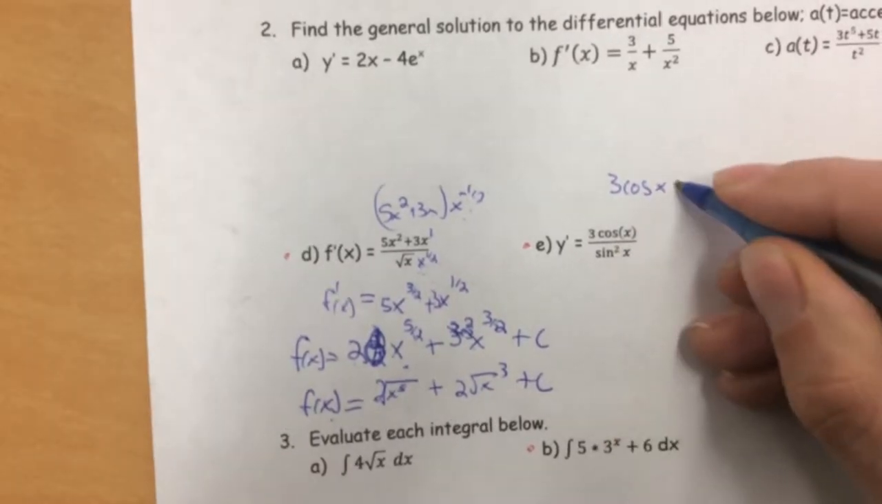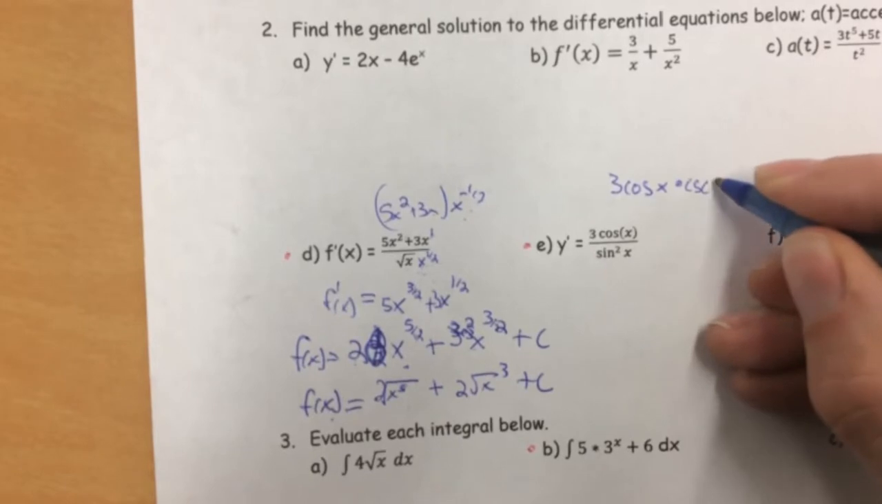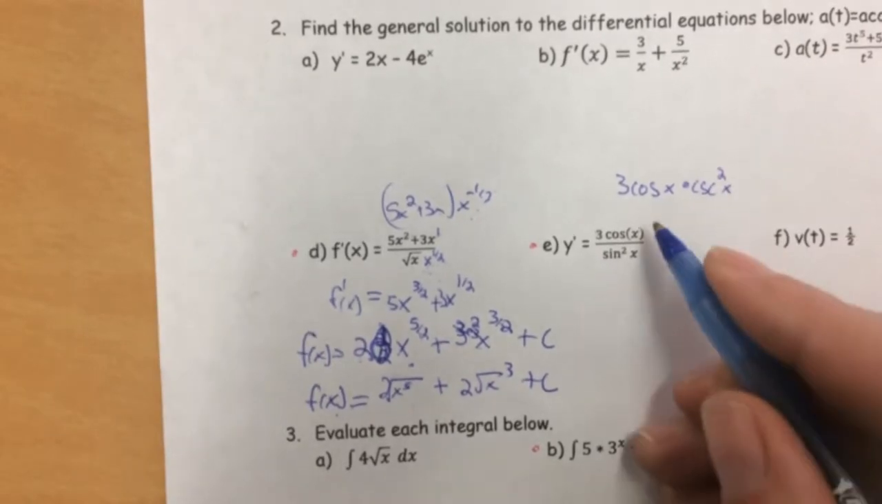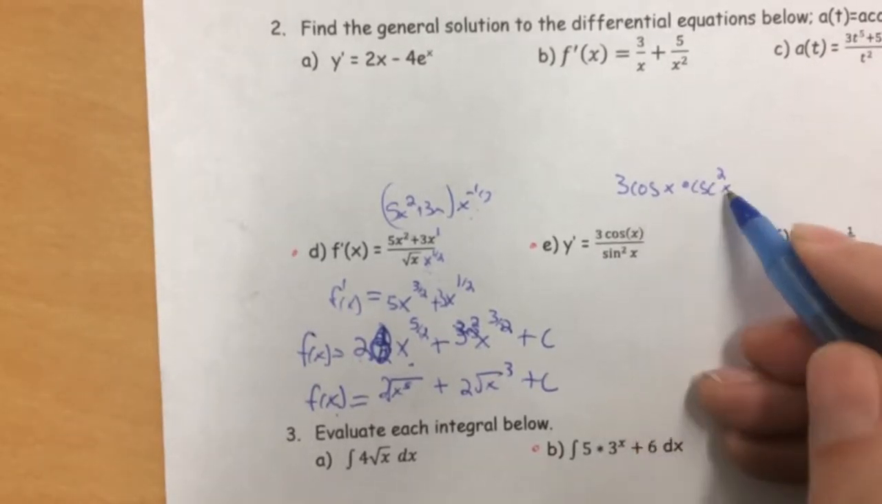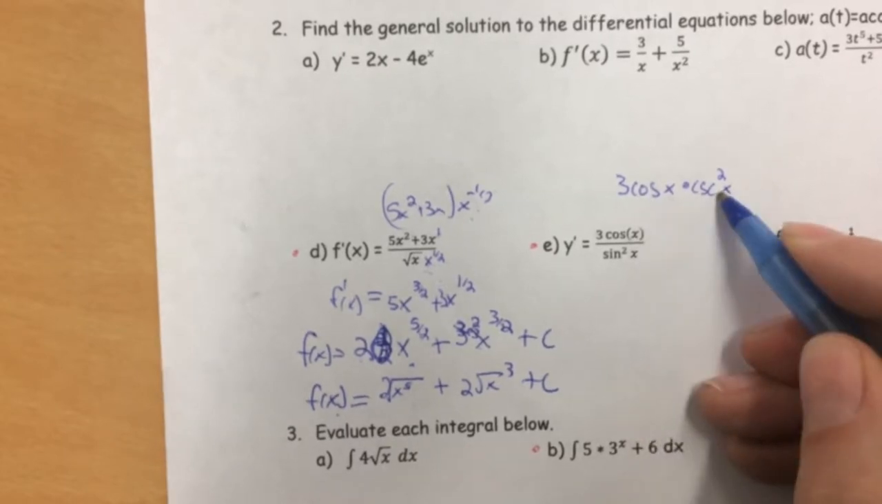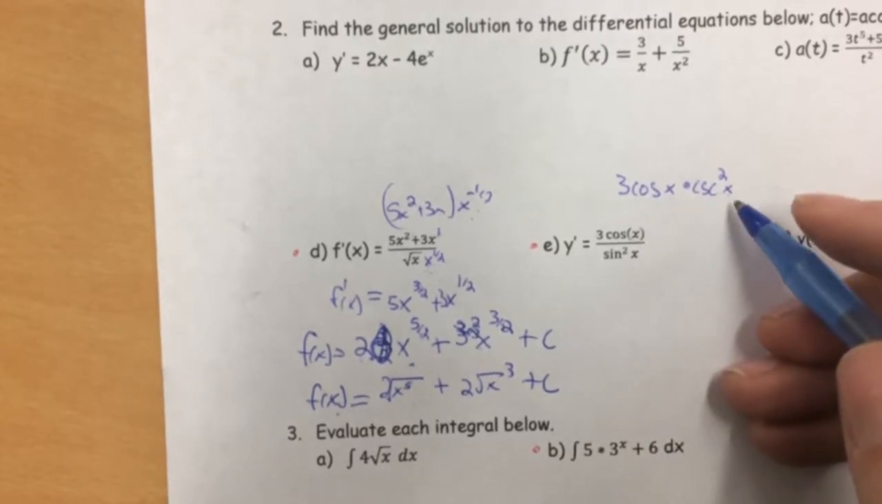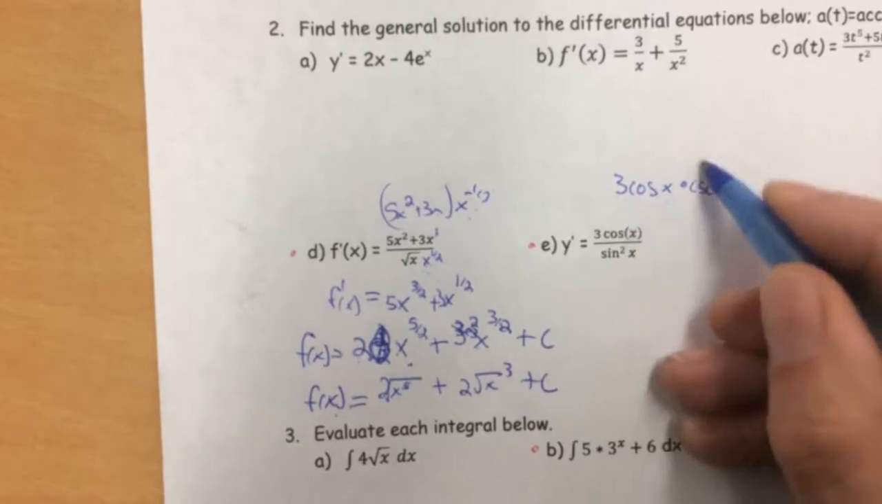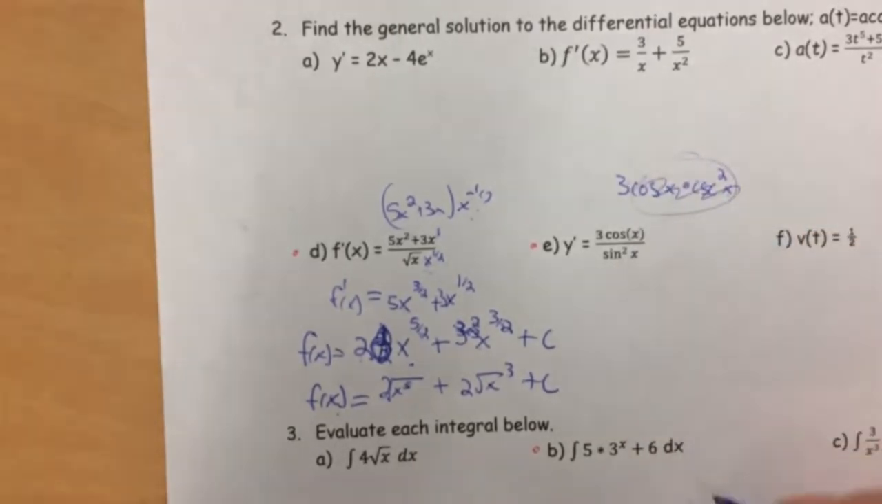1 divided by sine squared is cosecant squared, but we don't know any derivatives that are cosine of x times cosecant squared. So this doesn't help us. And there's no product rule, so unless we can recognize the derivative, we can't do it like this.